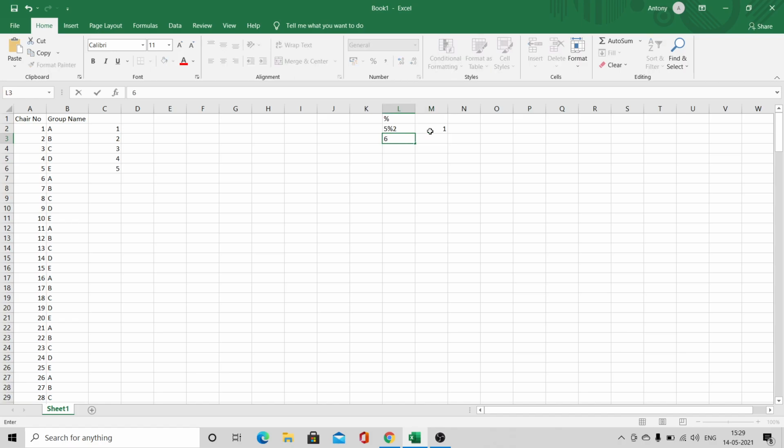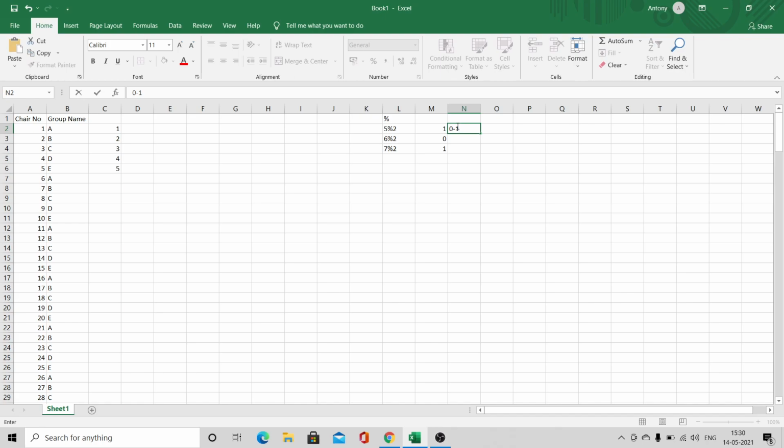If I write 6 mod 2, what will be the output? The remainder will be 0. If I write 7 mod 2, what will be the output? The output will be 1, right? So what you have to understand is, if you are using mod 2, you will get the values 0 and 1 as the output.